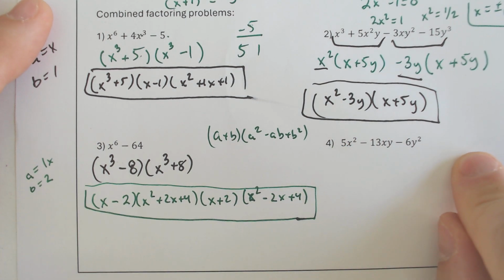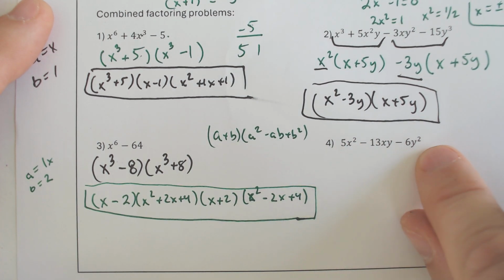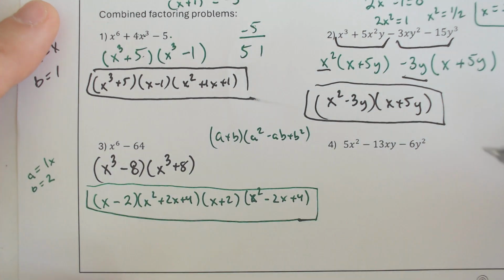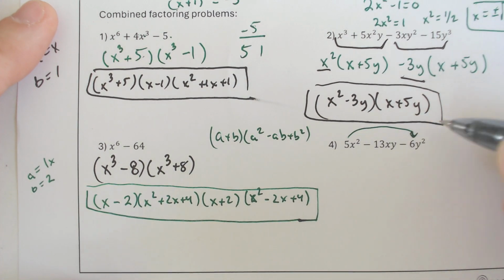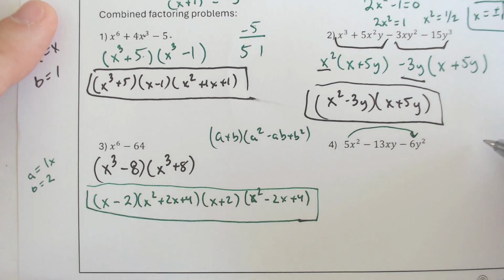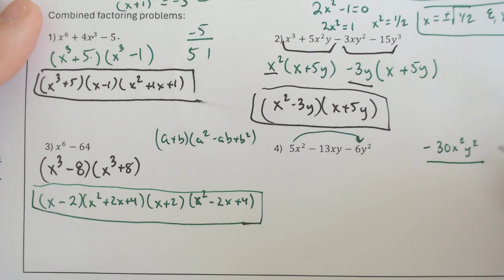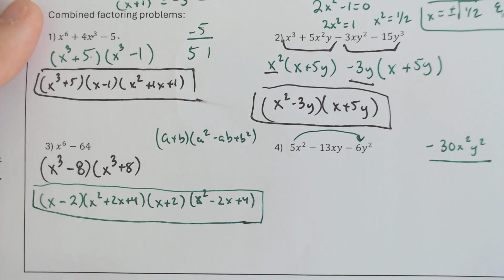Number 4, our last problem, is an actual normal factoring problem. You do not have 4 terms, so you cannot really do factor by grouping. So we're just going to multiply these 2 together. 5 times 6 makes -30 x squared y squared technically. So what multiplies to -30 but adds to -13?